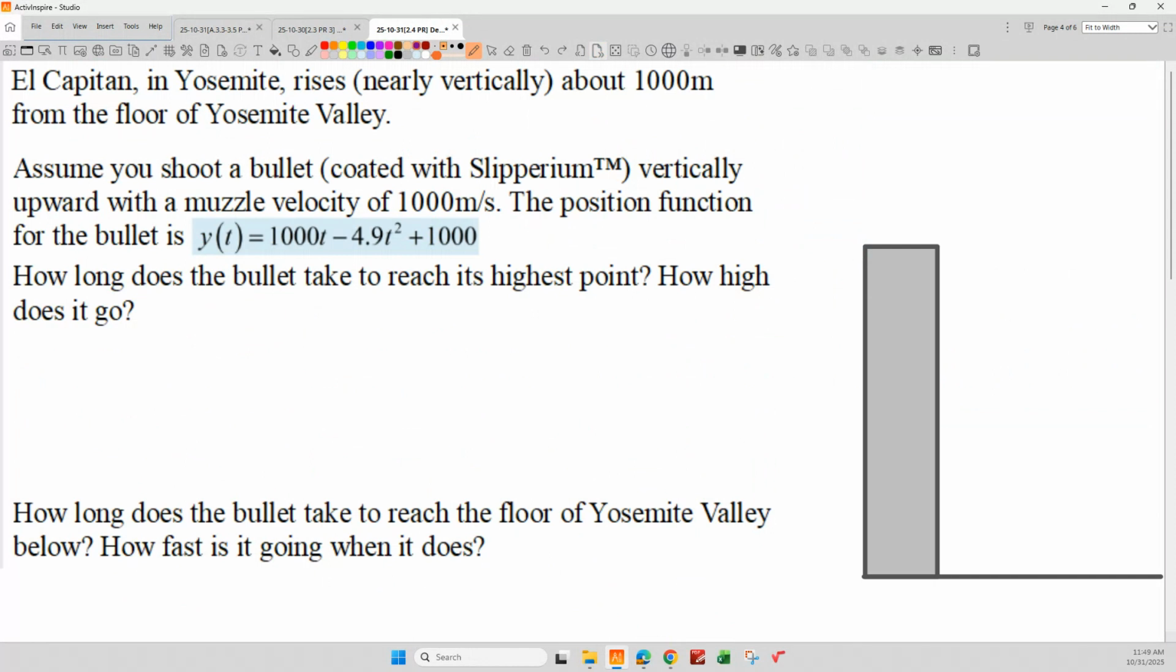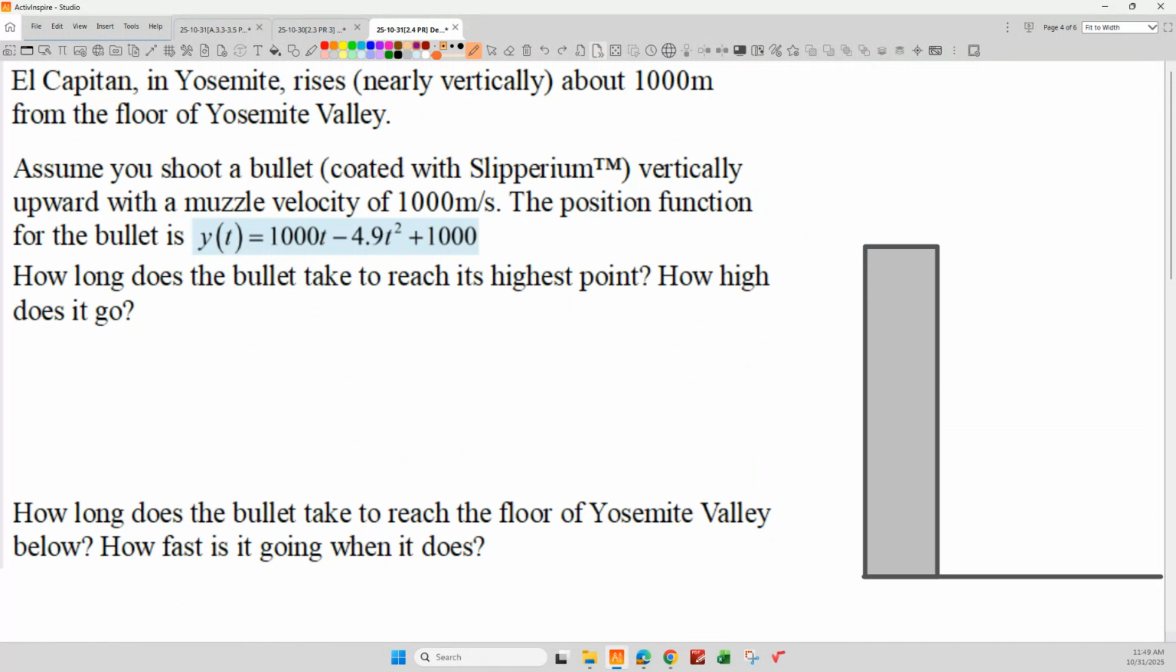Okay, now here's a really interesting case. So El Capitan, have you guys ever been to Yosemite? El Capitan is pretty amazing. It rises vertically, nearly vertically, about 1,000 meters from the floor of Yosemite Valley. It's pretty amazing. You can stand on the top of El Cap and you can look down, and it's pretty incredible.